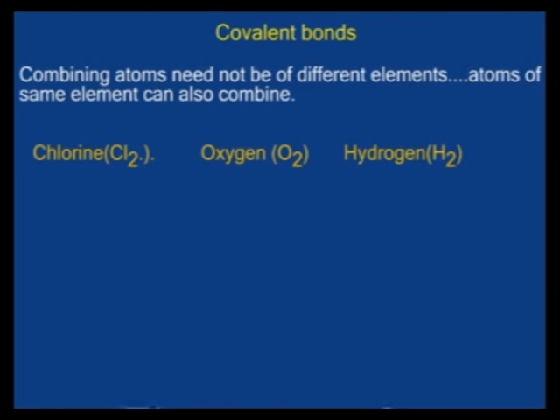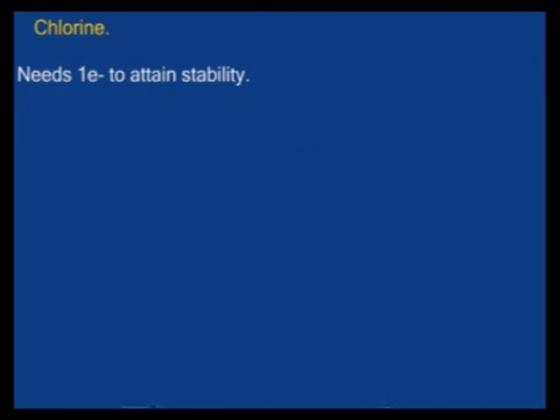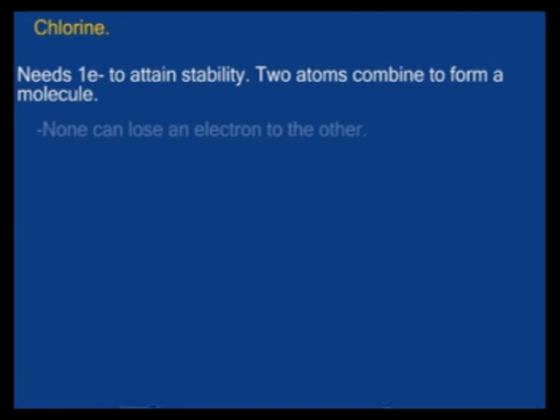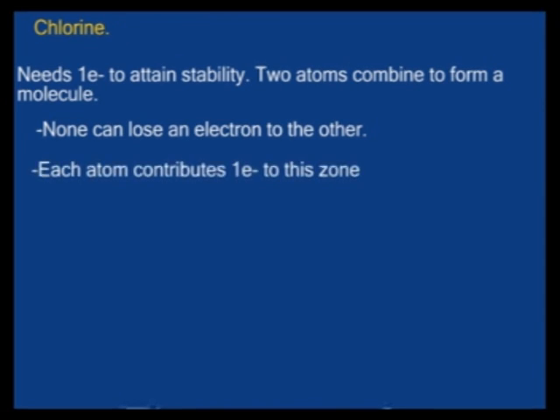Let us consider a chlorine atom. A chlorine atom requires one electron to attain a stable electron configuration. Now, what happens is that two chlorine atoms come together to form a chlorine molecule. Since both are atoms of the same element, none can lose an electron to the other. So there becomes a sort of mutual agreement between the two atoms, and a sharing zone is developed. Each atom donates one electron into the sharing zone. Now we say that two atoms share a pair of electrons donated from each one of them.